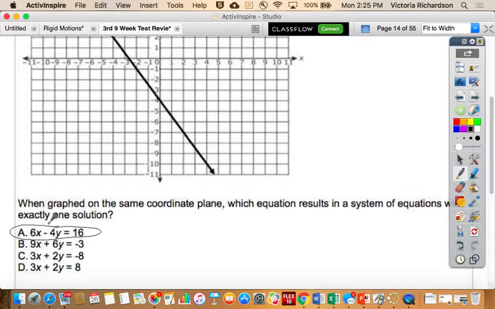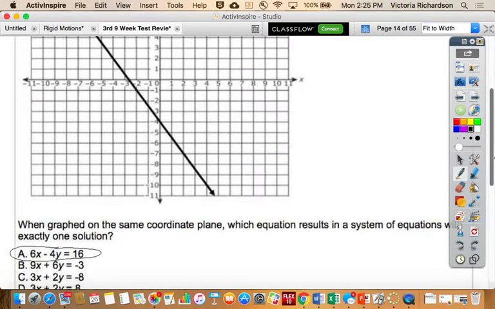If you were to graph this, I would change it to slope-intercept form, which means I'm going to solve for y. So I have 6x minus 4y equals 16. Subtract 6x from both sides, and you get negative 4y equals negative 6x plus 16, and then divide everything by negative 4. So you get y equals 3/2 x minus 4.